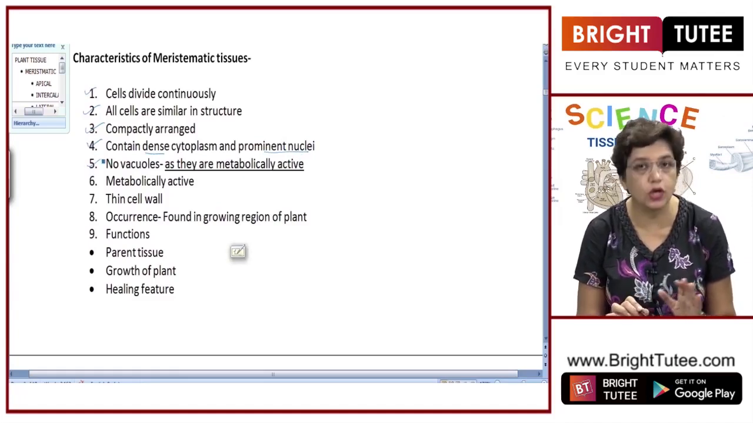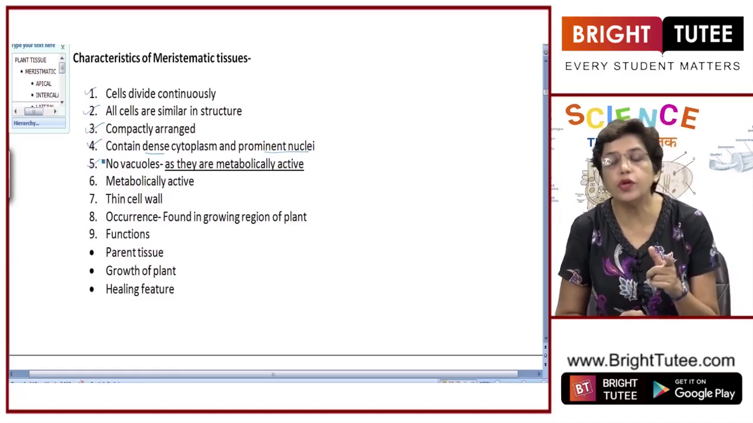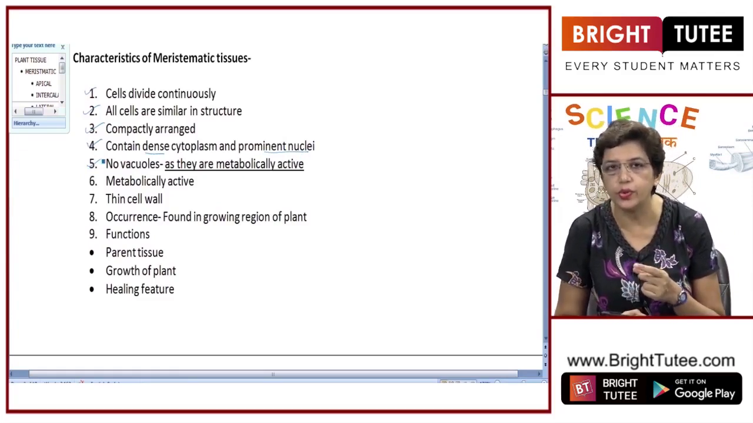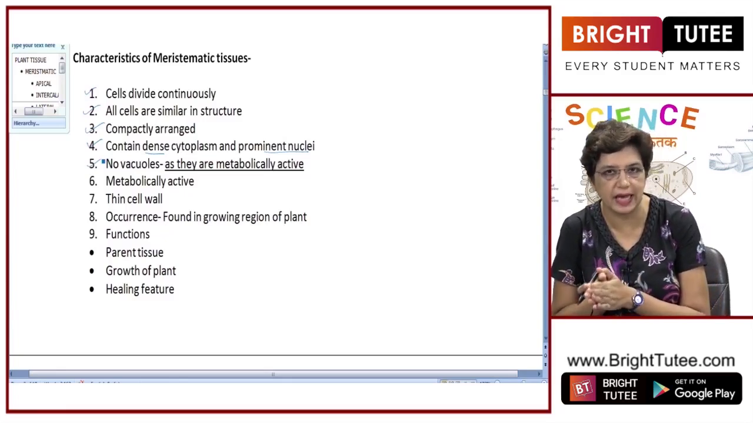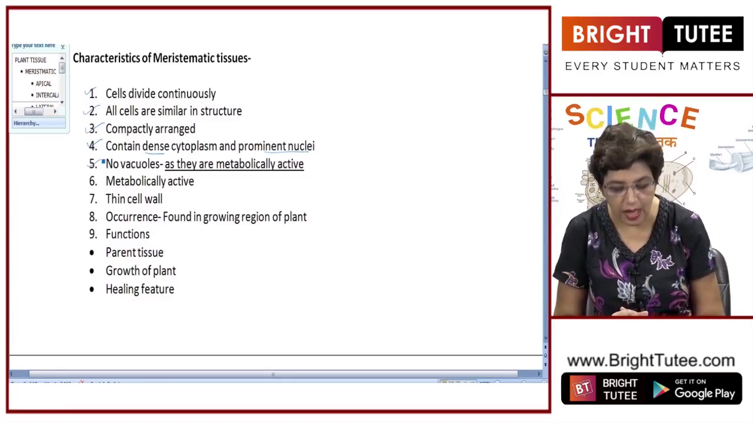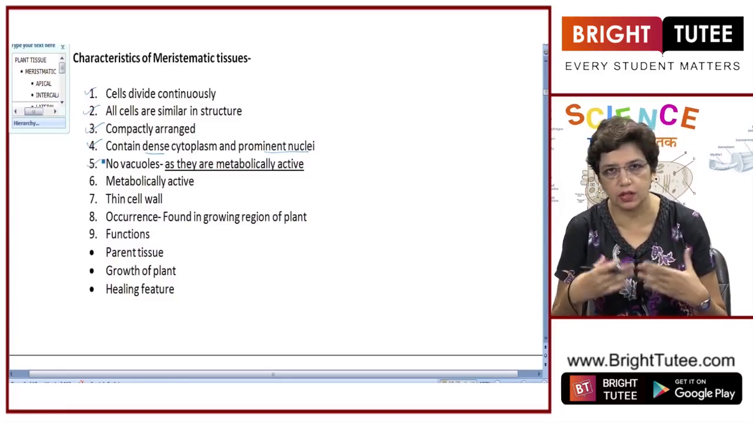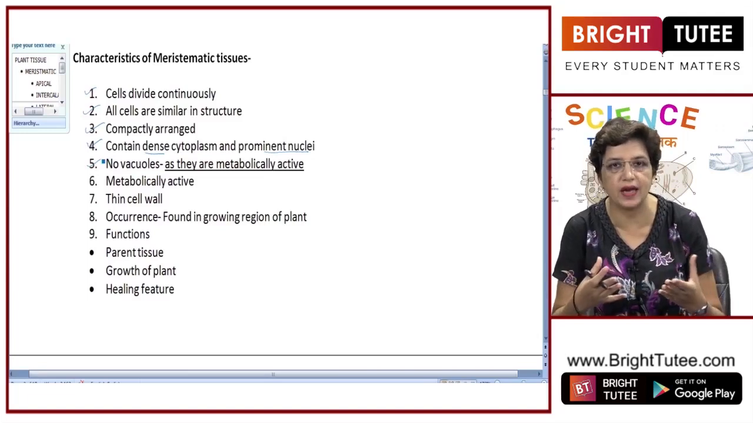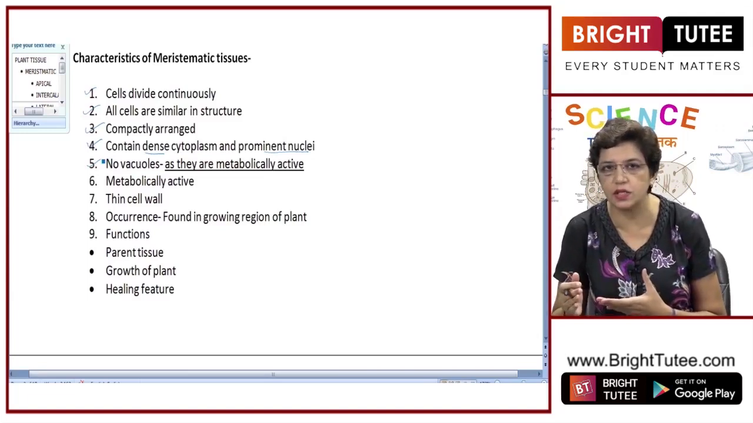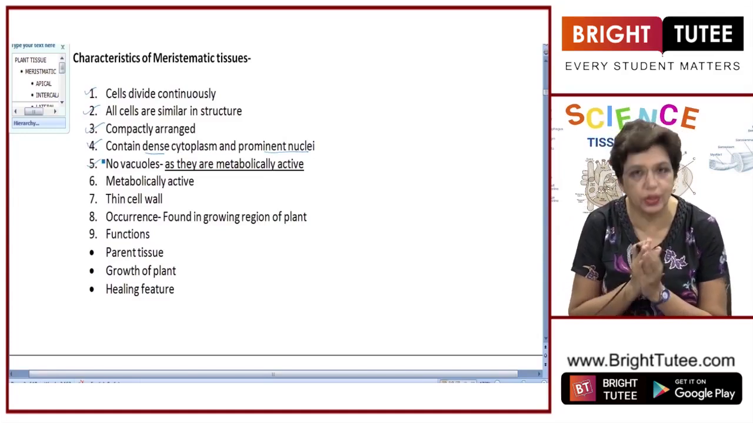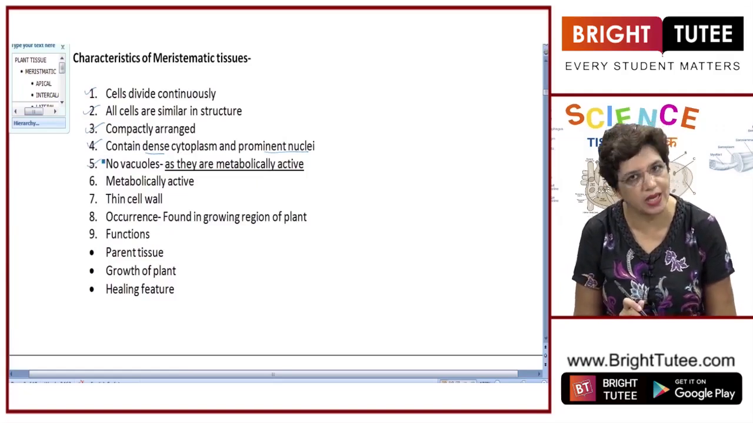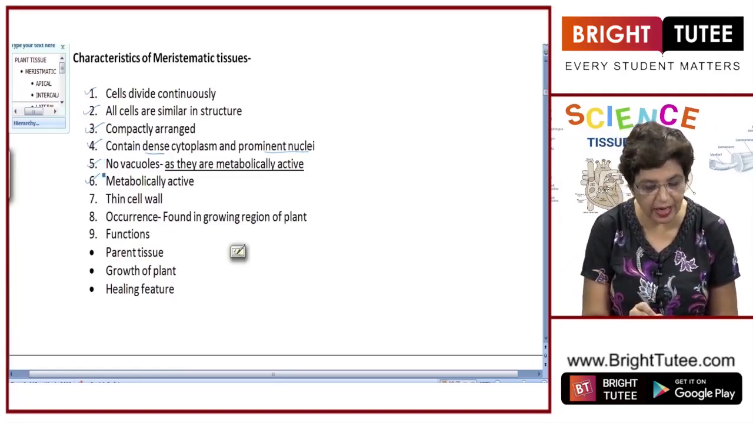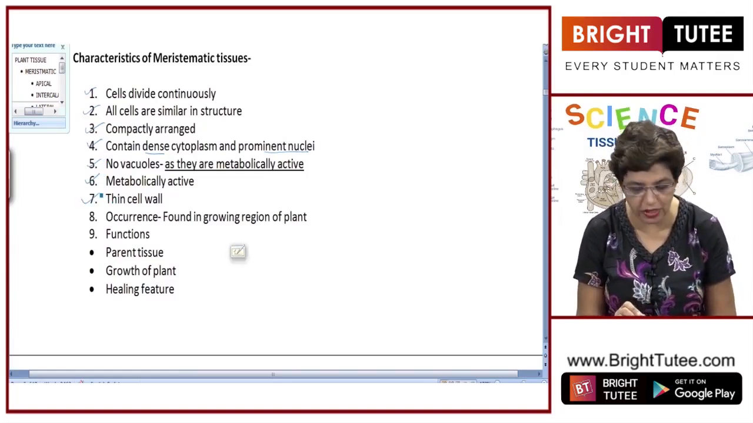There are no vacuoles because they are metabolically very active. If you remember in the last chapter on the cell, I told you the function of the vacuole is to store food. Whatever excess food or nutrients they have are stored in the vacuoles. But in meristematic tissue, since they are growing, they are metabolically very active, so they do not have excess nutrients. Whatever nutrients are available, they utilize for growth and cell division. That is why vacuoles are absent in meristematic tissues. They are metabolically highly active. They have a very thin wall made up of cellulose. They are found in the growing regions of the plant.